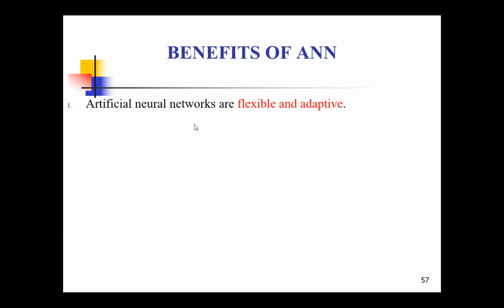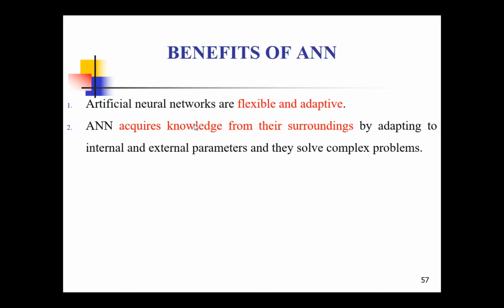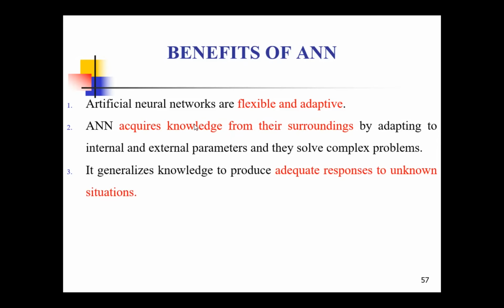So what are the benefits of going for ANN? These ANNs are very flexible and adaptive in nature. An ANN acquires knowledge from its surroundings by adapting internal and external parameters. It adjusts its weights depending upon supervised learning and the backpropagation algorithm. So adequate responses to unknown situations are also possible with this. That is, it adapts to the environment.